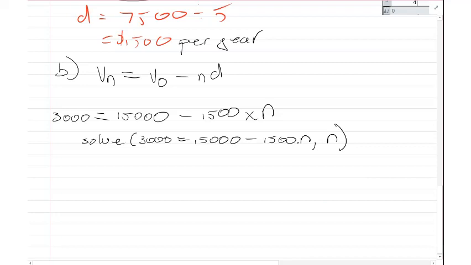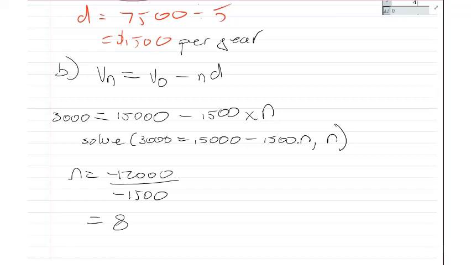Alternatively, you're rearranging it so you're getting everything in terms of N by itself. So what you end up with is N equals minus 12,000 over minus 1,500 equals 8. Okay, so in this case it would be 8 years. And that's how you'd work out a question like that. So the future value will reach 3,000 when the car is 8 years old.